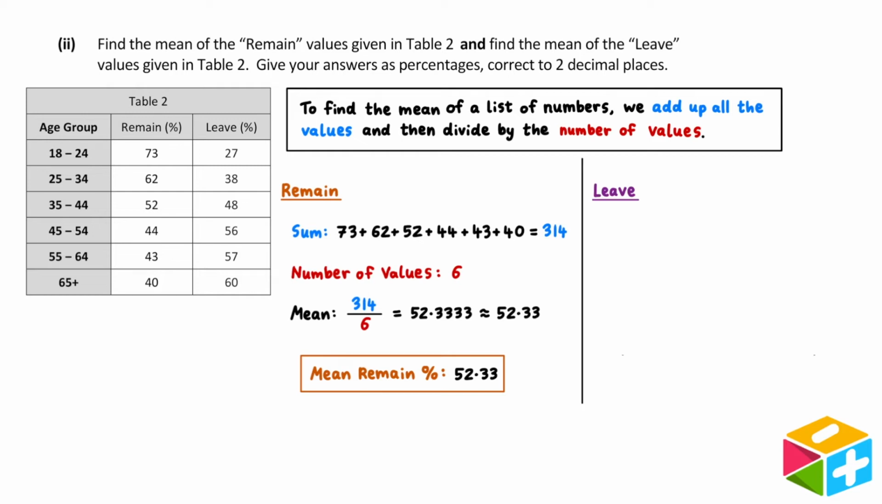Finding the mean of the leave values works in a very similar way. Here, our values are 27, 38, 48, 56, 57, and 60. If we add up all these numbers, we get an answer of 286.